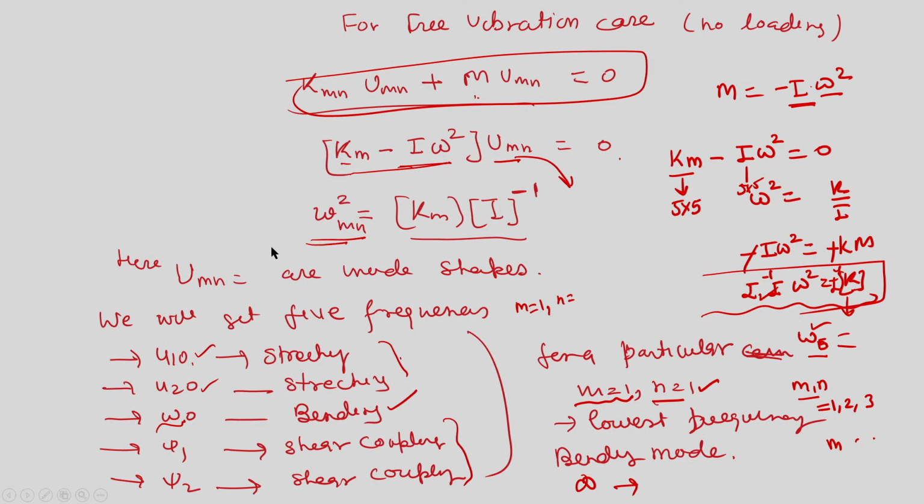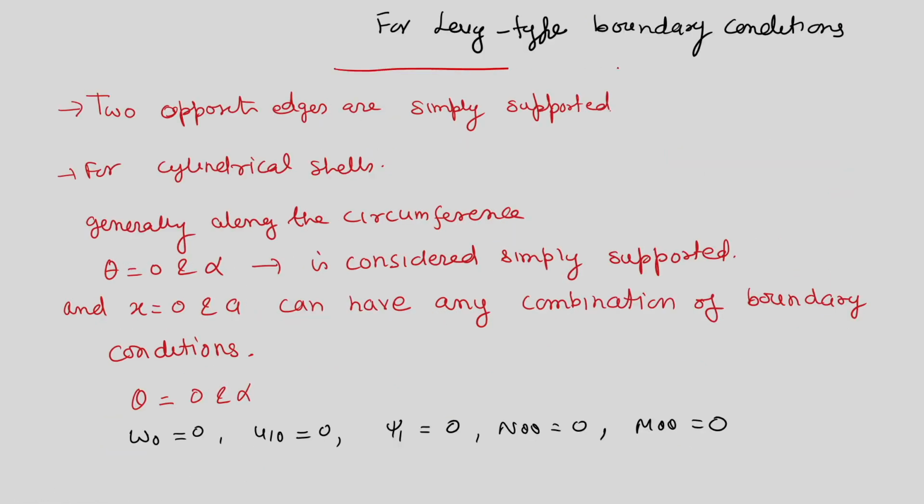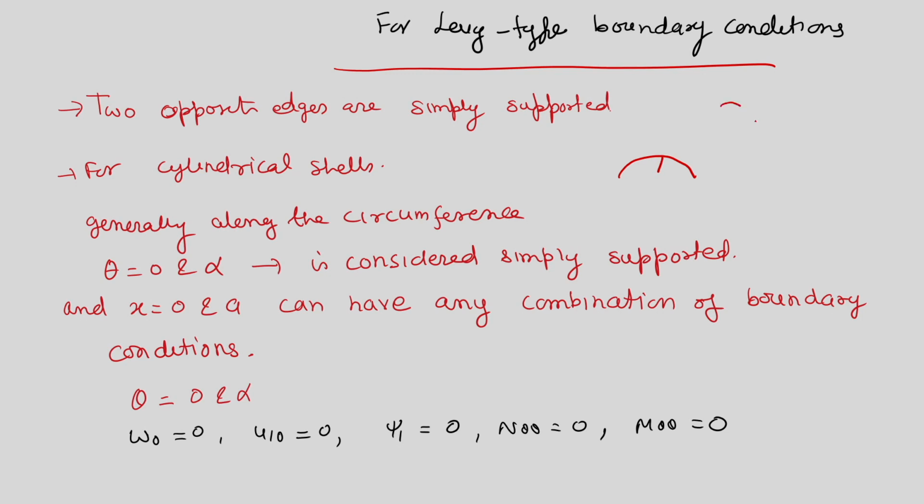But if we talk about a Levy type support condition, then it is slightly difficult. For the Levy type boundary condition, the very first requirement is that two opposite edges are simply supported. When we say that any structure is subjected to Levy type support condition, we are saying that any two opposite edges, either x equal to 0 and a, or theta equal to 0 and alpha, are to be simply supported. If that is the case, then we can develop a Levy solution.